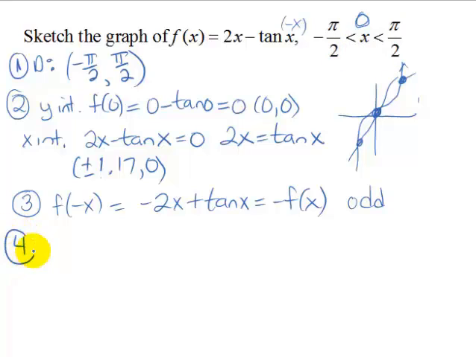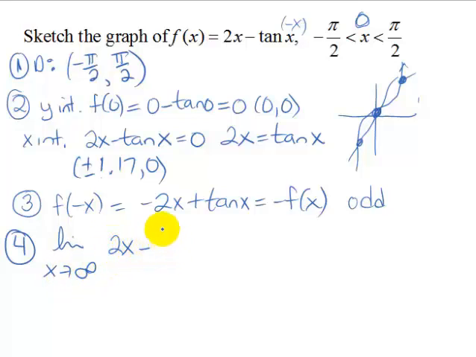So asymptotes: we know there are no vertical asymptotes because all of our values are defined in the domain. Let's think of horizontal asymptotes. So we have the limit as x approaches infinity of 2x minus tangent x. Actually, we aren't going to be approaching infinity, I realized, because we are going to be approaching pi over 2, the end of our interval, because that's where we're going to stop. So let's change that to pi over 2.